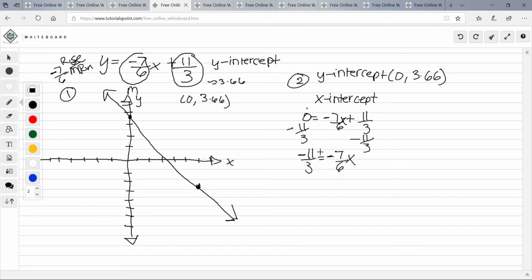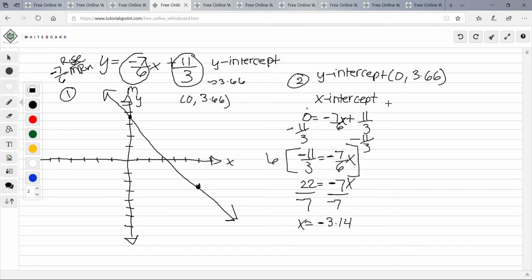And then I want to get rid of this fraction. So we have a 3 and a 6. Let's multiply by the greatest common factor, which is 6. So 6 over 3 is 2, and then 2 times negative 11 is 22. Negative 7/6 times 6 is still negative 7x, and then divide everything by negative 7. So our x equals 22 divided by negative 7 is negative 3.14.